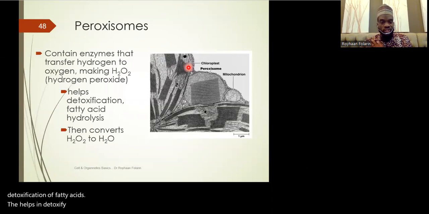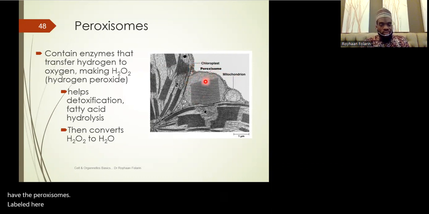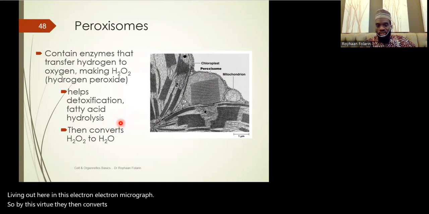They help in detoxification as well as in the hydrolysis of fatty acids. And you have the peroxisome labeled here in this electron micrograph. So by this virtue, they then convert the hydrogen peroxide back into water.